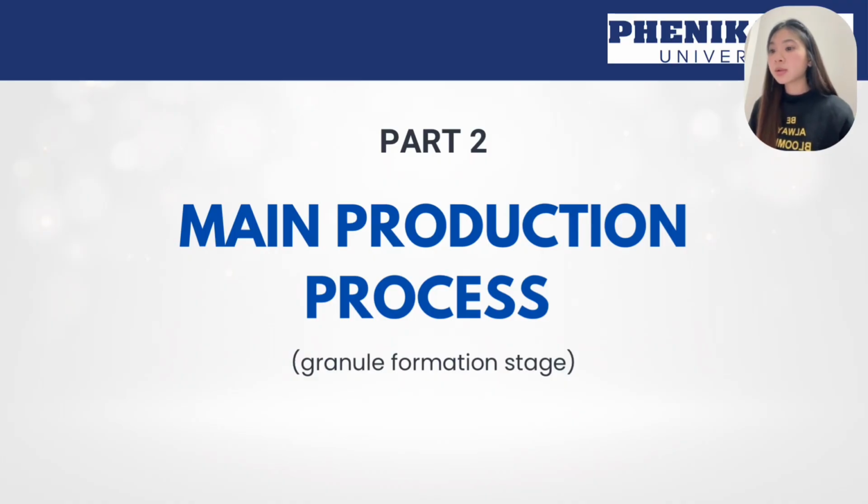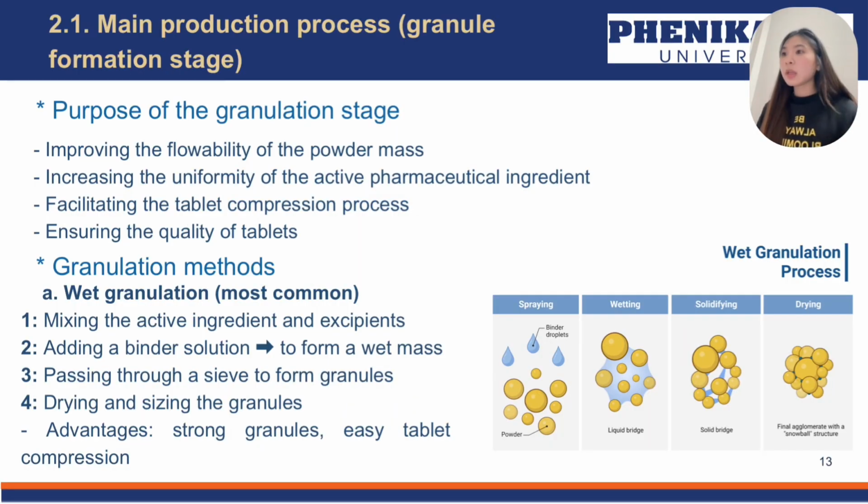Next, I would like to present about main production process, granule formation stage. First, let's consider the purpose of the granulation stage. The purpose of the granulation stage includes improving the flowability of the powder mass. It also includes increasing the uniformity of the active pharmaceutical ingredient. In addition, facilitating the tablet compression process and ensuring the quality of tablets.